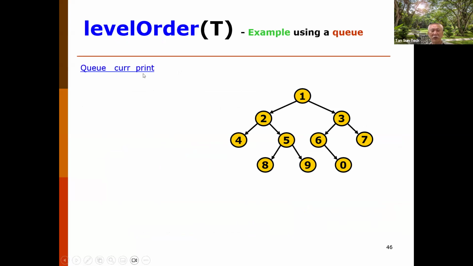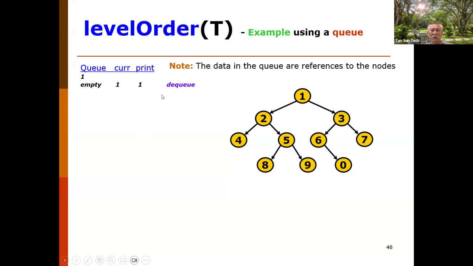So we have the queue, the current pointer, and the print, which is the output. First of all, you go to this level, which is one. You enqueue one inside there. That is the beginning, before the while loop. Then you go to the while loop, while the queue is not empty. The current is equal to one, and then we print one. This is a dequeue operation inside the loop.